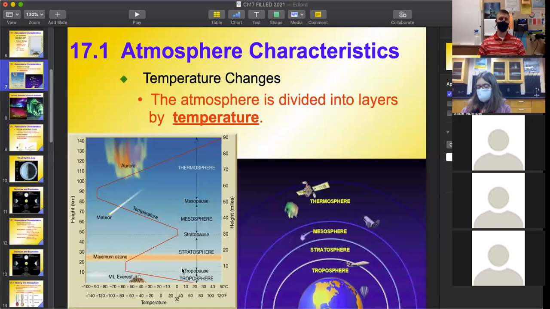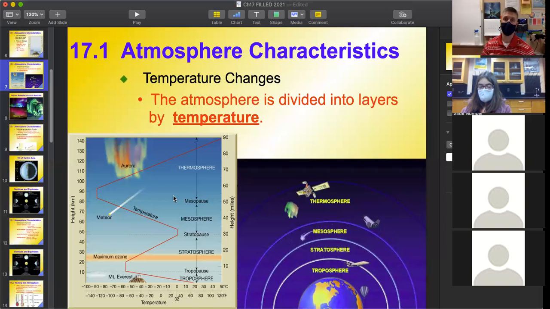So the layer that's closest to the Earth, the troposphere, that's what we're in right now. The higher you go up, the colder it gets. So the temperature drops as you go up in altitude. When you cross into the stratosphere, that flips. So it actually starts to get warmer the higher you go up. Then when you get into the mesosphere, it starts getting colder again. And then in the thermosphere, it starts to get warmer.